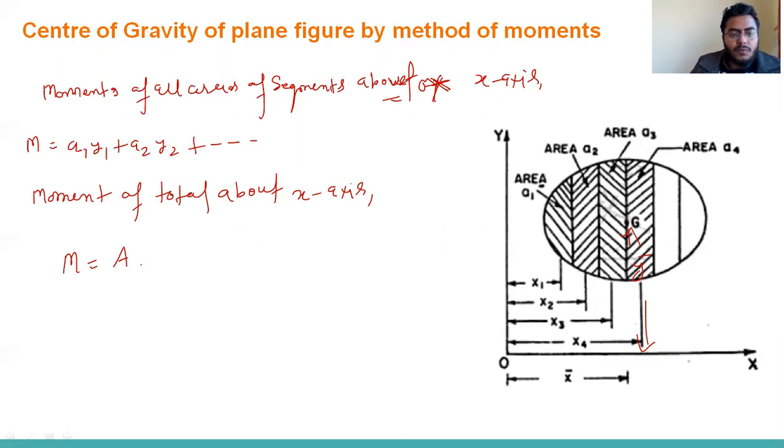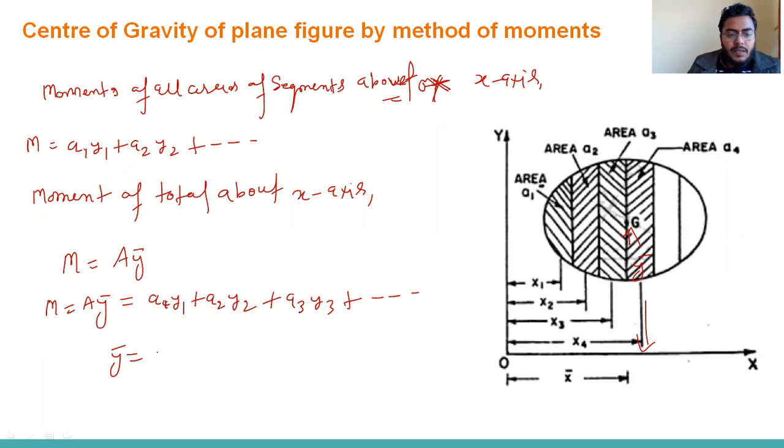We can write A into y bar, and we can equate this moment because we are taking the moments of this area about the same axis, the x-axis. So we can equate the moment A y bar equal to A1 y1, A2 y2, A3 y3 and so on.